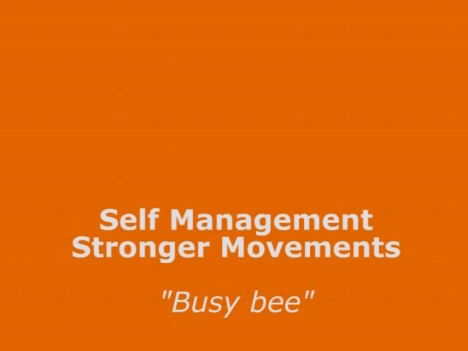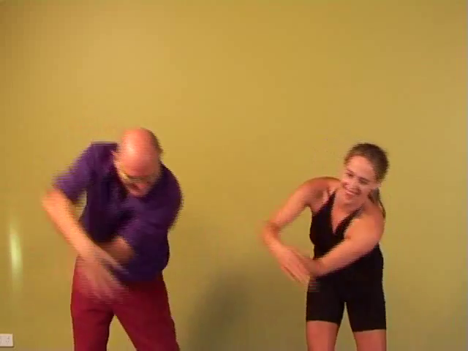Self-management, stronger movements. We call this the busy bee. Note how the hands are held together, and then in big figure of 8 positions, the limbs can be taken low, to the left, right, and now high. It doesn't hurt to get the patient to make a little bit of a noise at the same time. Great for carpal tunnel syndromes.